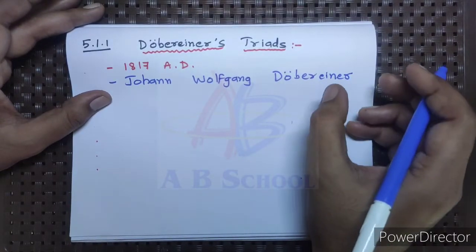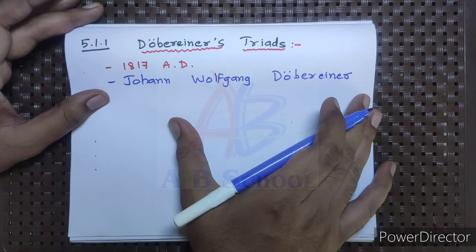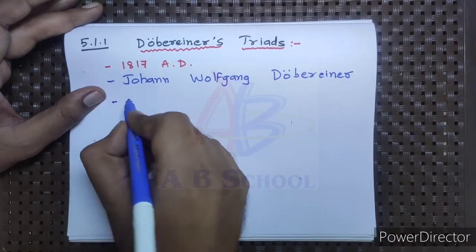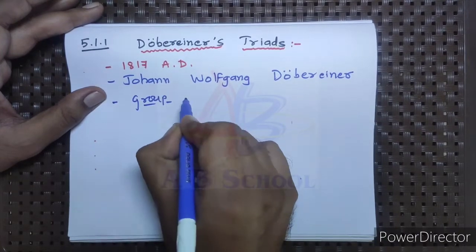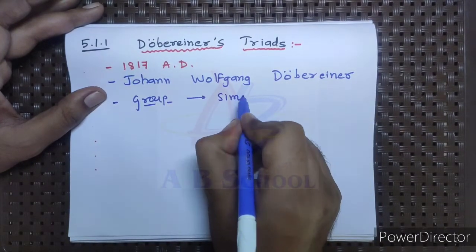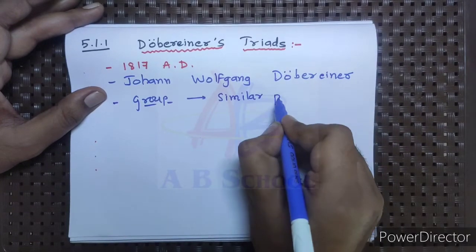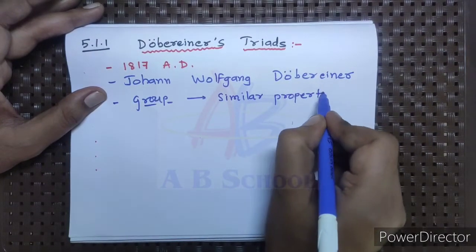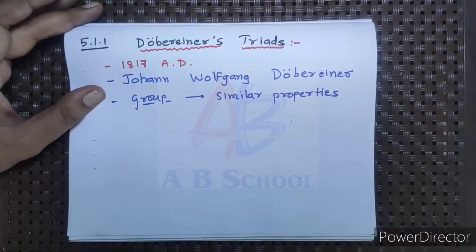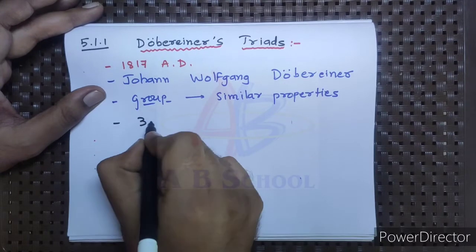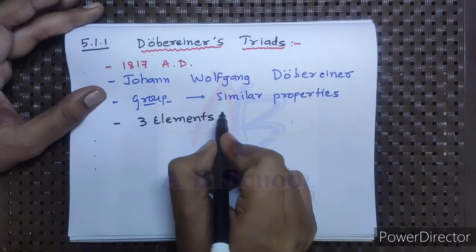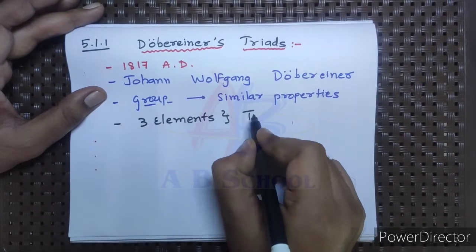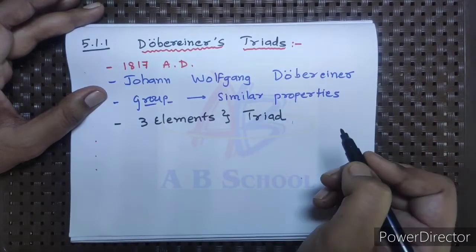He tried to classify elements with similar properties in a group, which means the elements which contain similar properties will be placed in a group. Now the groups presented by Döbereiner had three elements. How many elements were there in the group? Three elements. Therefore, this group of three elements was called triad by him.